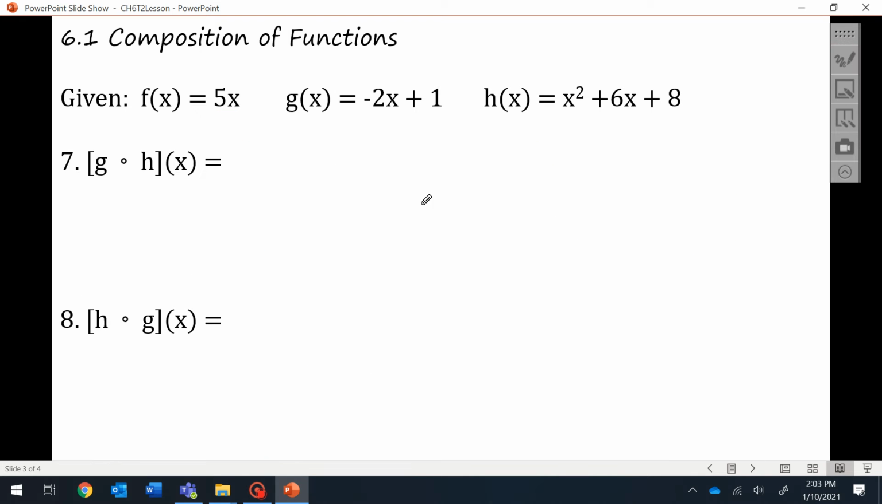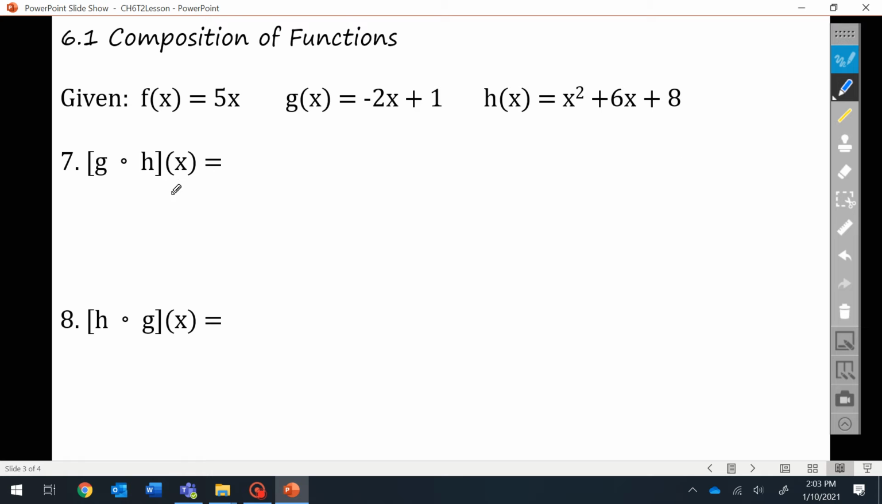And then two more, g compose h of x and h compose g of x. So this would be the h function going into the g function. So I'm going to write the g function with parentheses. So negative 2x plus 1. And inside the parentheses, I will put the h function. So x squared plus 6x plus 8.